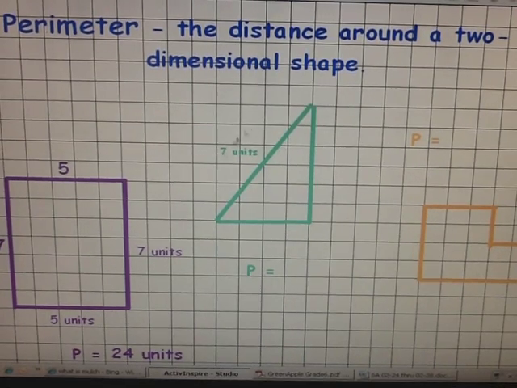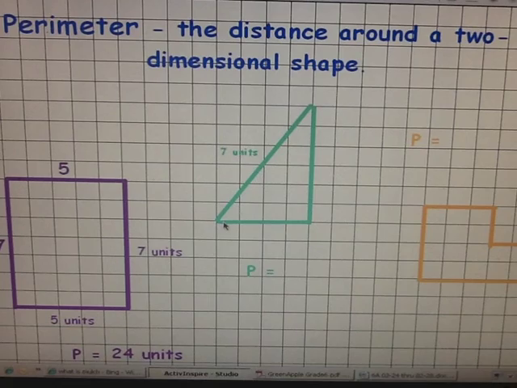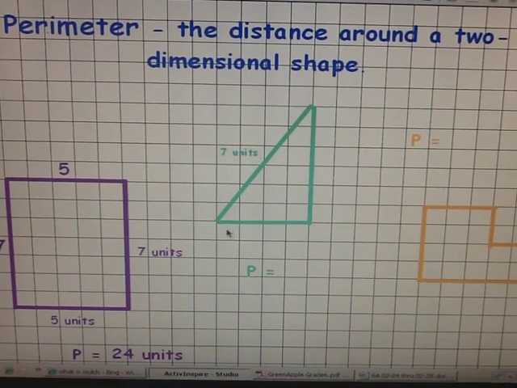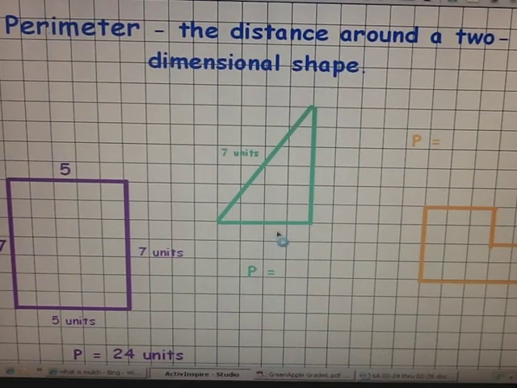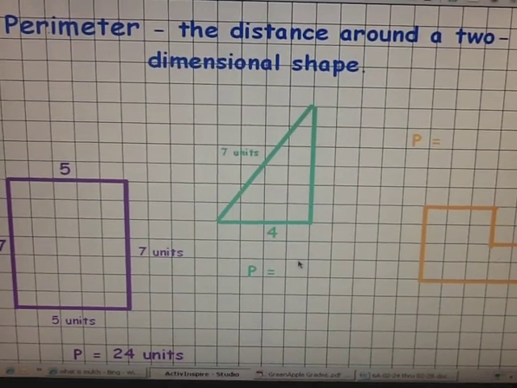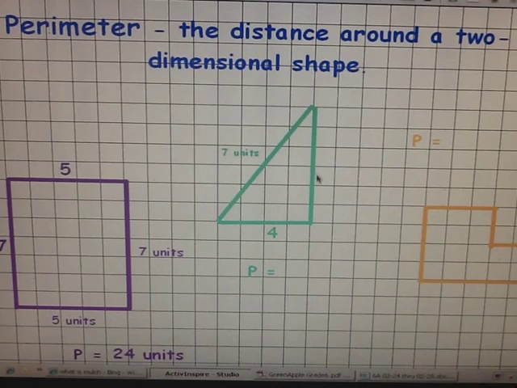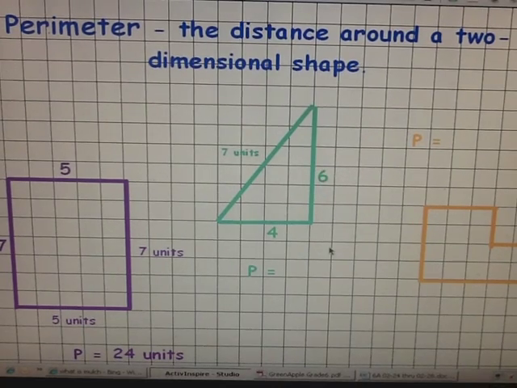We do the same thing for our triangle. This time we're only given one side, so we need to count up the other sides. We'll start with the bottom, which is called the base. We count the number of squares that make up the base. 1 square, 2 squares, 3 squares, and 4 squares. So that measures 4. We do the same thing for the right side. 1, 2, 3, 4, 5, 6 squares. Now that we have our measurements, we add them up. 6 plus 4 is 10, plus 7 is 17. So the perimeter is 17 units.